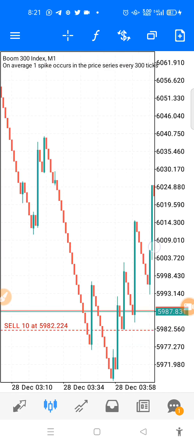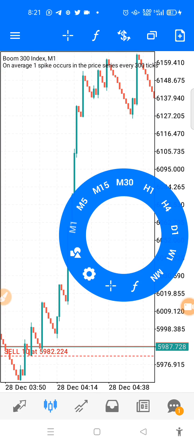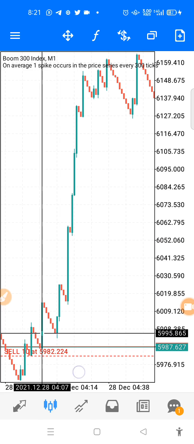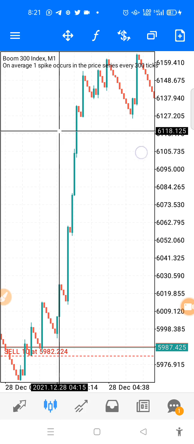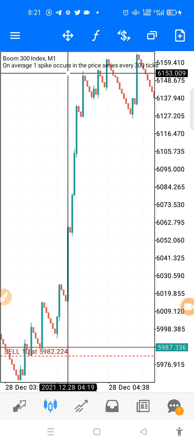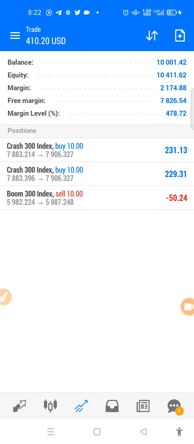Like you can see here, if you go back, it moves from here, that's 597, and it kept spiking until it reached 615. That's 1500 pips. So in short, what I mean is that it moves very fast in anti-spike, and you can see the spike that occurs now. You will see in a very short time it would have quickly covered it back if a new spike does not happen in Crash 300.